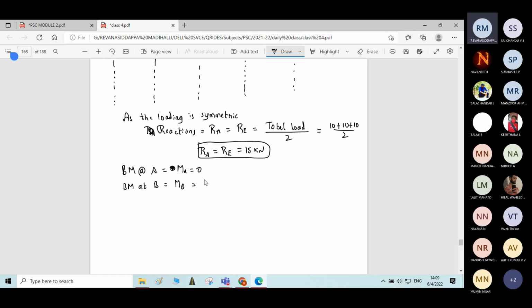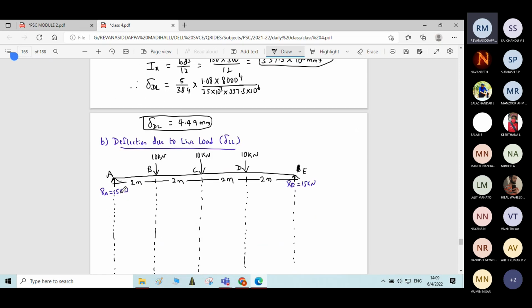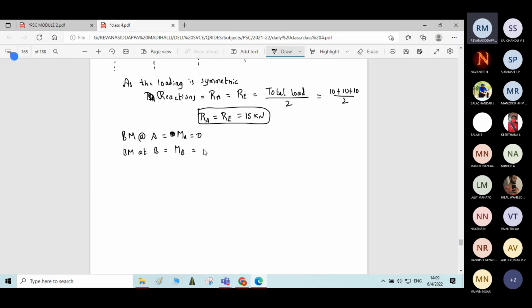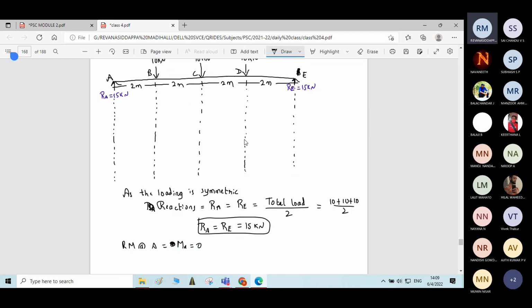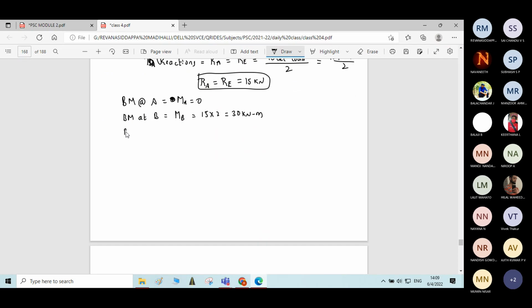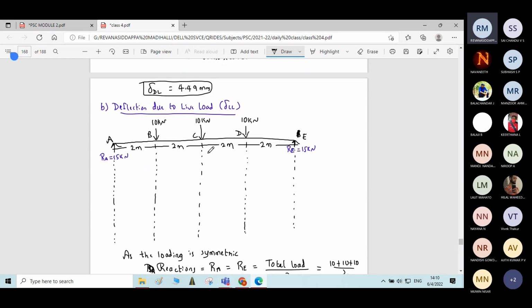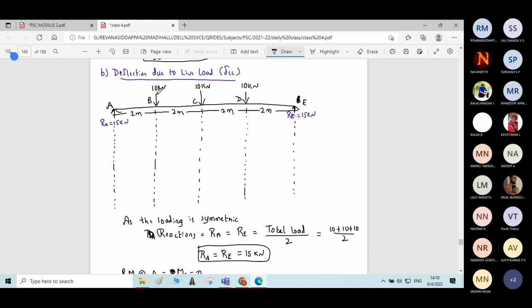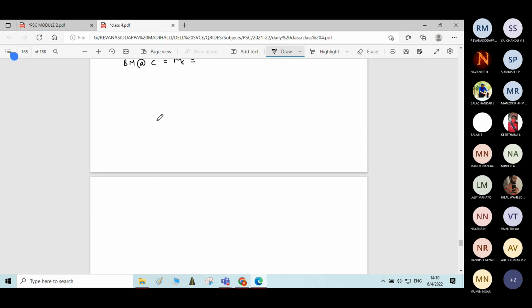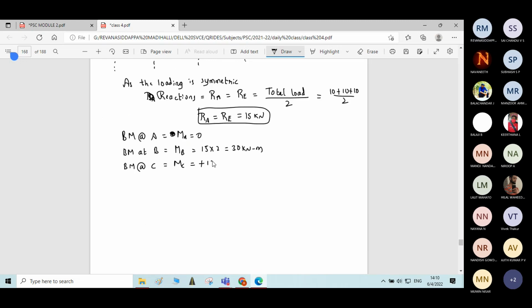MB, bending moment at B, is equal to 15 into 2 meter, that is 30 kilonewton meter. Then bending moment at C. MC is equal to moment of this reaction about point C, which is 15 into 4 meter minus 10 into 2 meter. So, 15 into 4 minus 10 into 2.